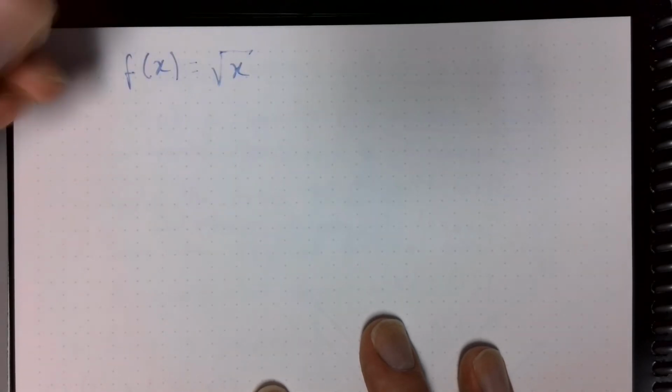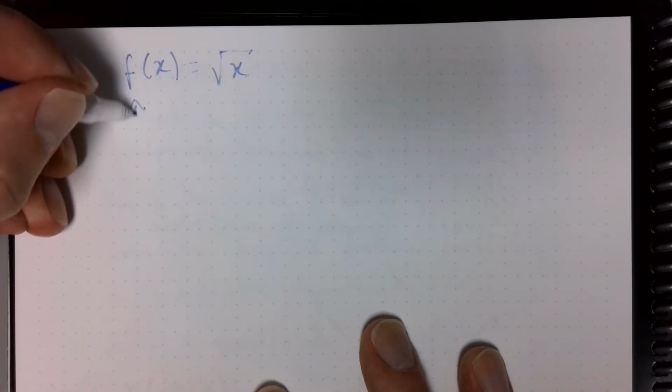Okay, so two more. Okay, next one. This is a new one for us. f of x equals square root x.